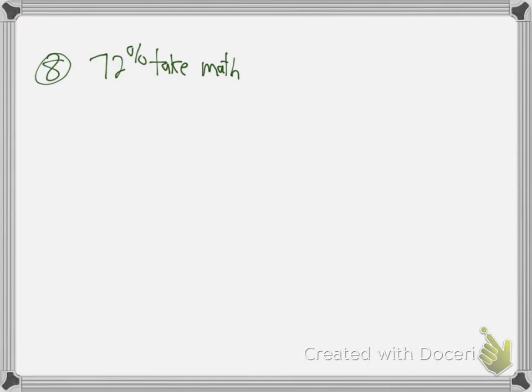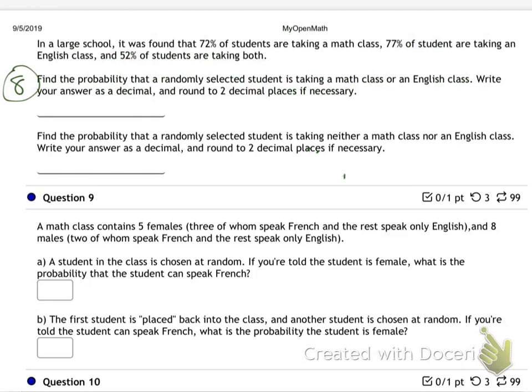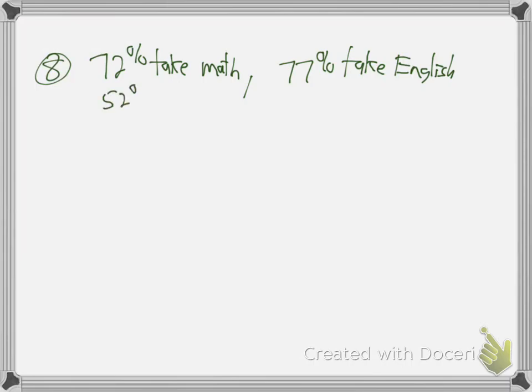And what percent? 77 English. 77% take English. And 52% both. Take both. Okay, so let's make a table, and it's going to be math on the top, English on the side. You could do it the other way. It doesn't matter.